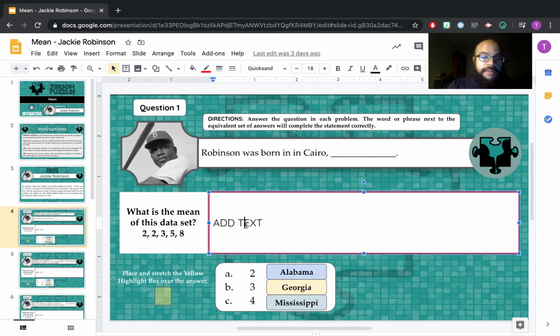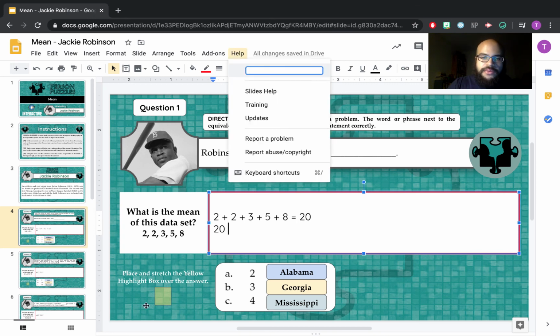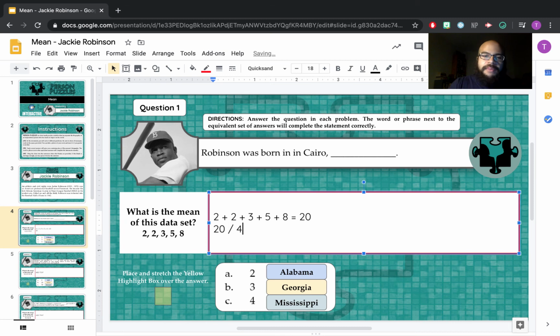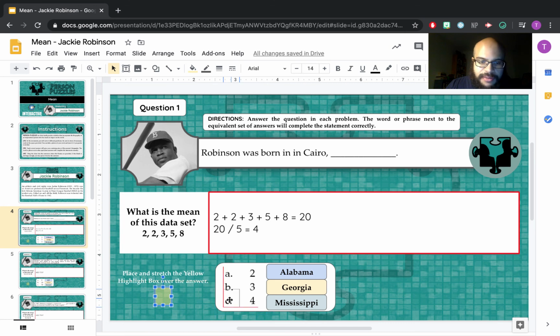So in here, I'm going to show my work. So I would do something like 2 plus 2 plus 3 plus 5 plus 8. That equals 20. And then I can type something like 20 divided by 5 equals 4. So I'm going to take the time to show my work there. Now I am going to yellow box the answer, which is here, and then I am going to drag this answer choice up here. All right. So this is what your slide should look like.